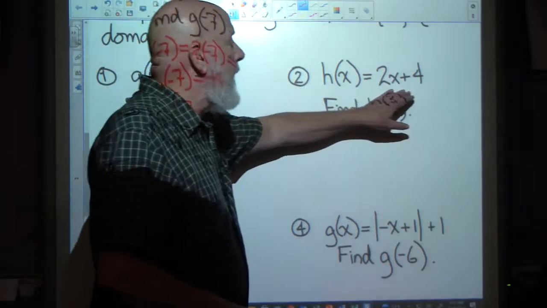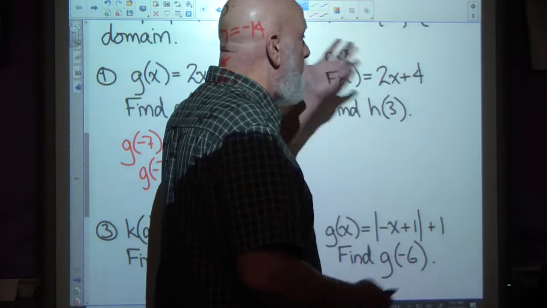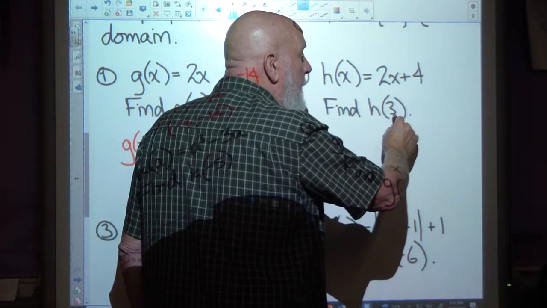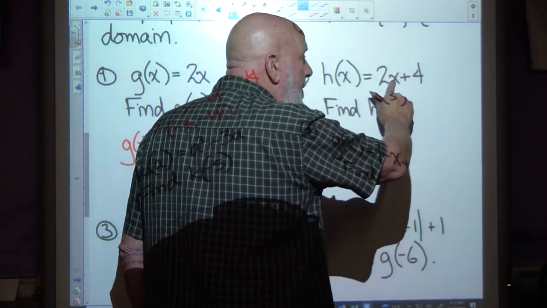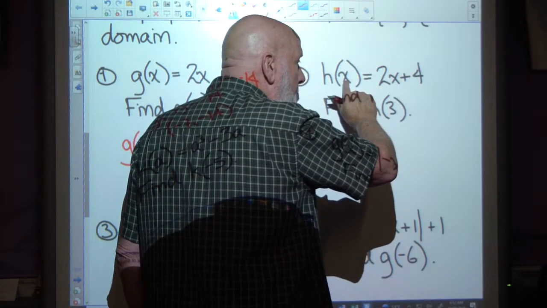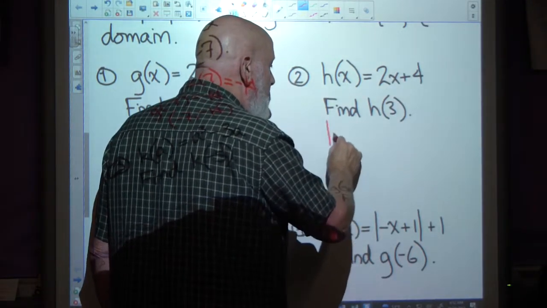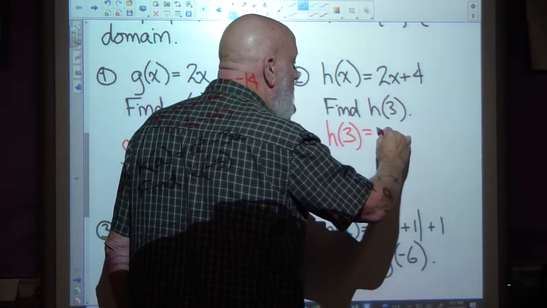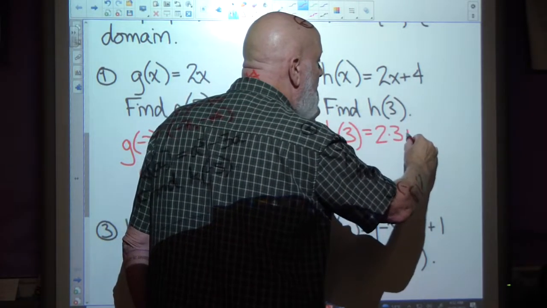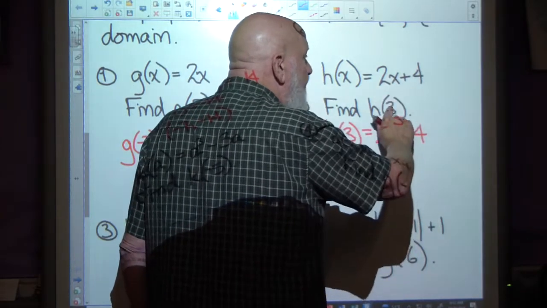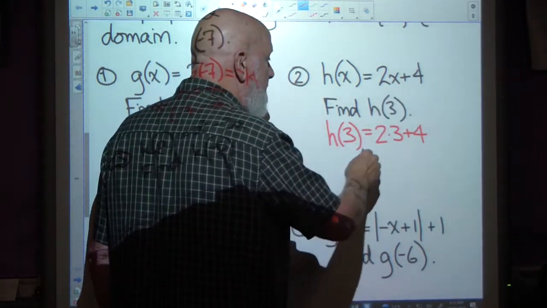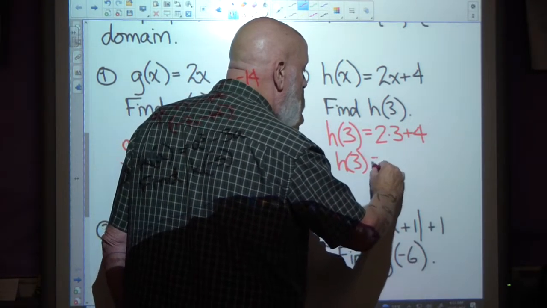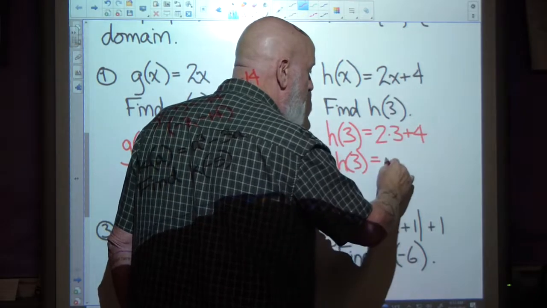All right, here we have an h function. h of x is equal to 2x plus 4. It wants us to evaluate h for an x value of 3. So instead of x, we're going to write a 3. This is now 3, and that's going to be a 3. So here we go. h of 3 is equal to 2 times 3 plus 4. I just took my x value and plugged it in right there, and the arithmetic is simple. This will give me h of 3 is equal to 10. 2 times 3 is 6, plus 4 is 10.